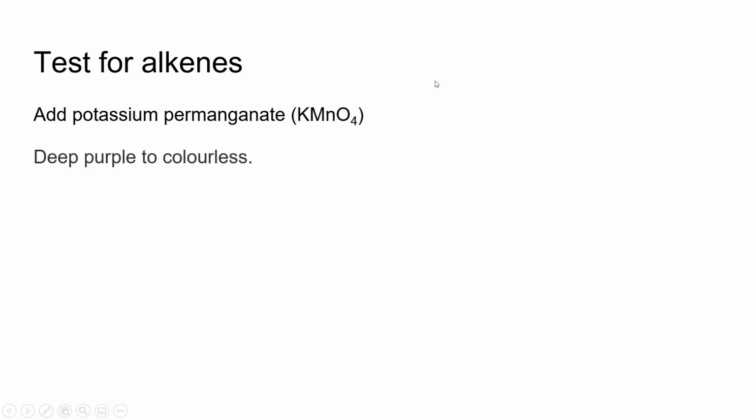There is another test. This is to add potassium permanganate or potassium manganate(VII), but I'm going to stick with permanganate. And if we look at the oxidation state here, we have oxygens. There's 4 of them in the -2, so that's -8. Potassium is +1, which means manganese is in the +7 oxidation state, so it's very oxidized. So what we see is this deep purple to colorless color change. Deep purple is from the permanganate, that's the color of it.